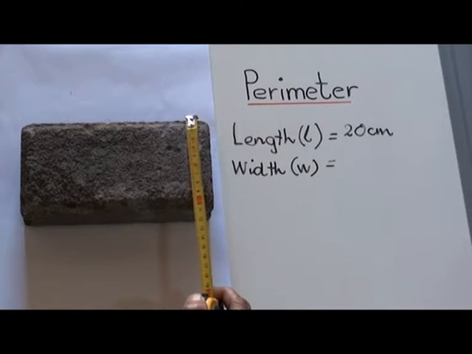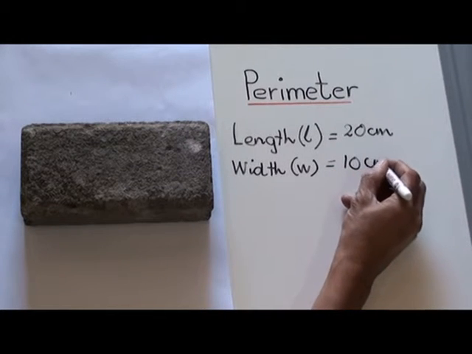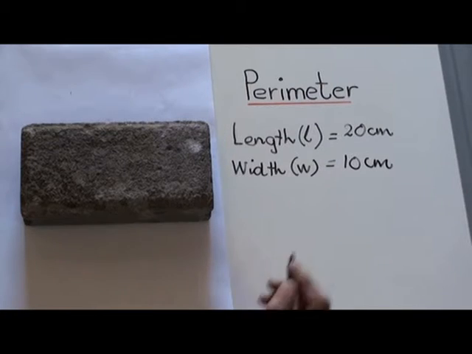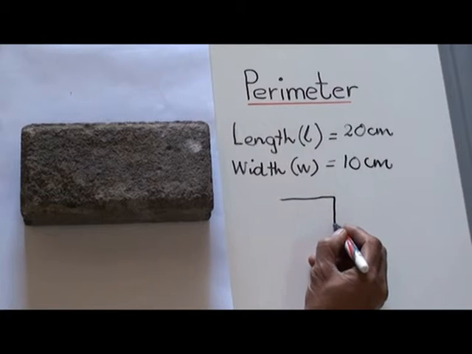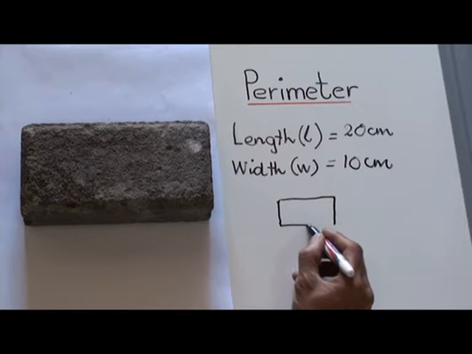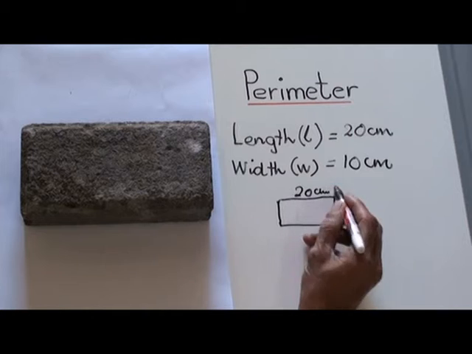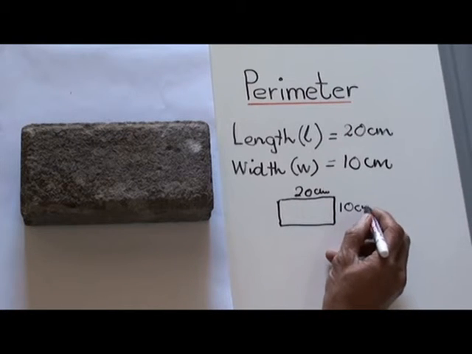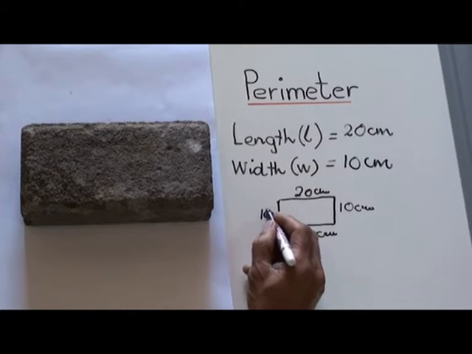Perimeters and areas of rectangles. Find the perimeter and area of the backyard. The width is 10 centimeters. This is the shape of the brick. It's a rectangle. So this is 20 centimeters and this is 10 centimeters. So obviously this is also 20 centimeters and this will be 10 centimeters.